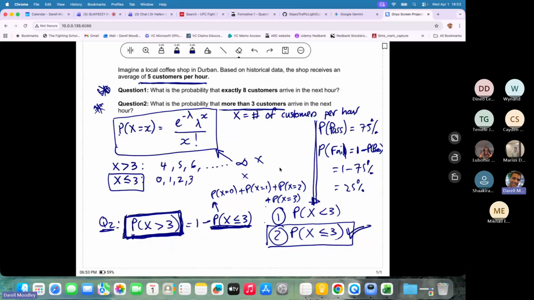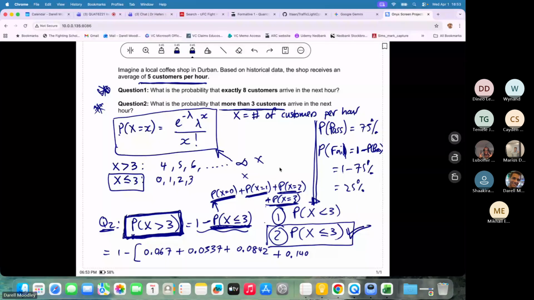Okay, it's going to be equal, so I'm just going to rewrite this here at the bottom. It's equal to 1 minus the probability of x equals 0, that is 0.067, plus the probability of x equals 1, which is 0.0337, plus the next one, the probability of x equals 2, which is 0.0842, plus the last one, the probability of x equals 3, which is 0.144.